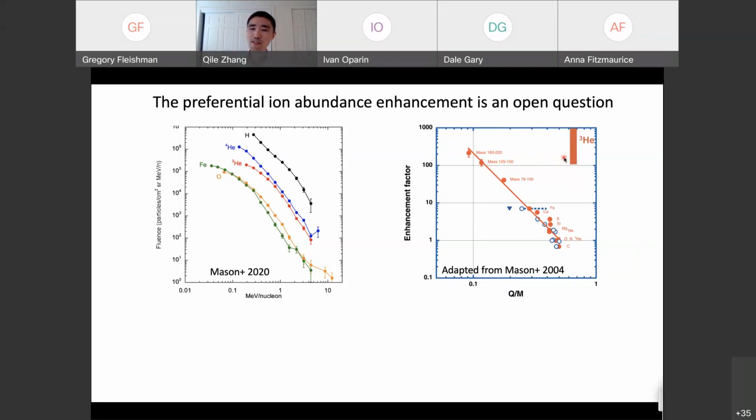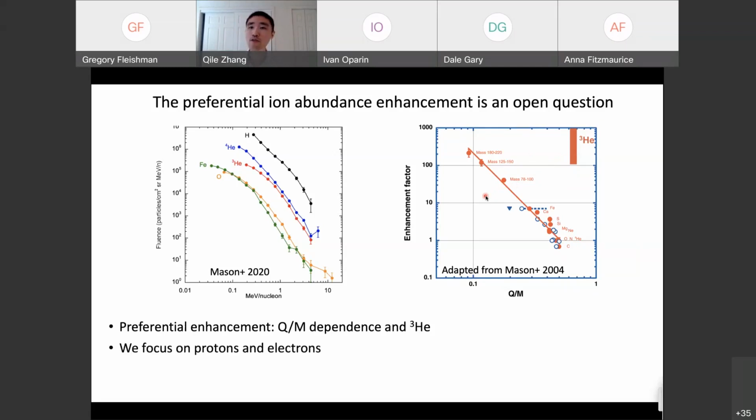And this is the famous preferential ion enhancement problem in solar flares. And it is a long-lasting open question in the solar community, despite many previous theoretical attempts. So today we will focus on the acceleration of protons and electrons, and these special properties of heavier ion acceleration in solar flares is an ongoing project currently being under exploration.